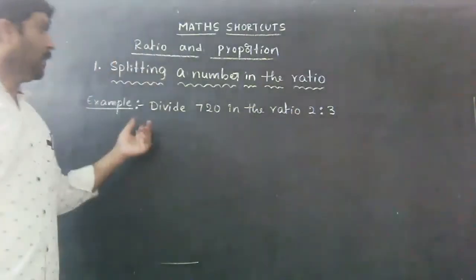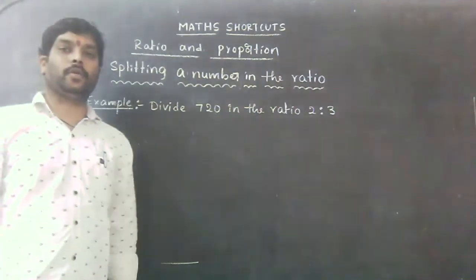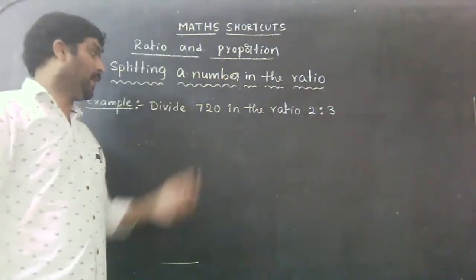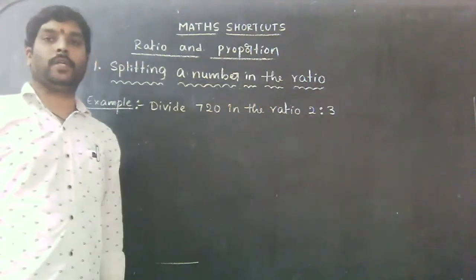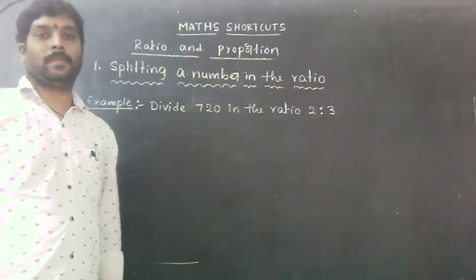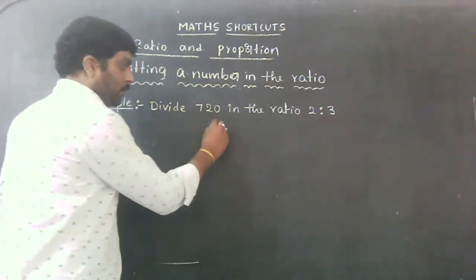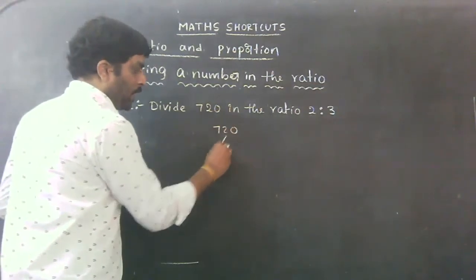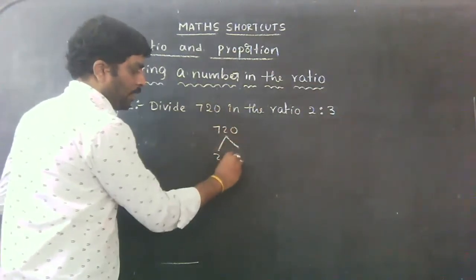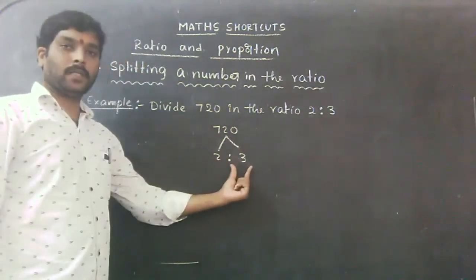See, divide 720 in the ratio 2:3. How to divide 720 in the ratio 2:3? Means 2 parts and 3 parts. First, the given number is 720. This number we have to divide in the ratio 2:3, means 2 parts, 3 parts.